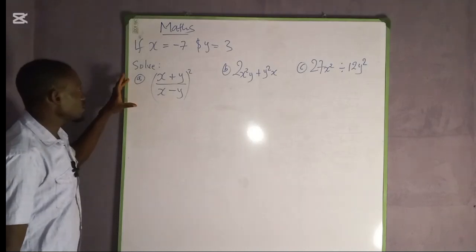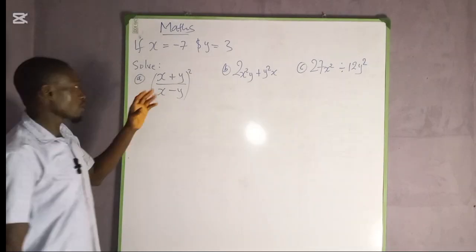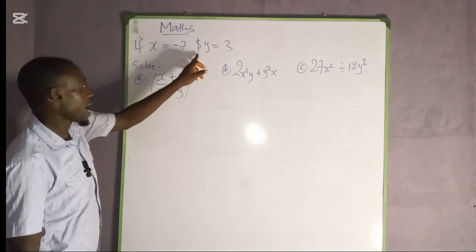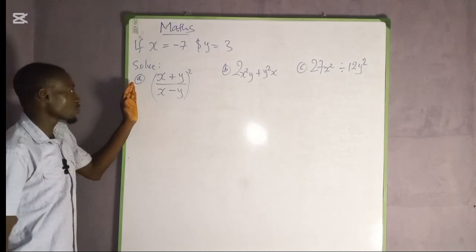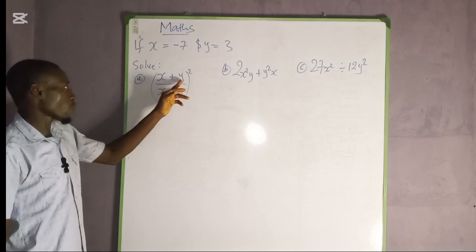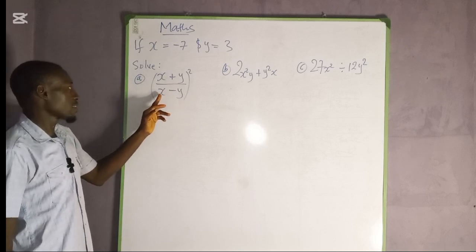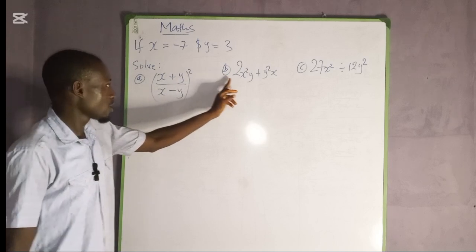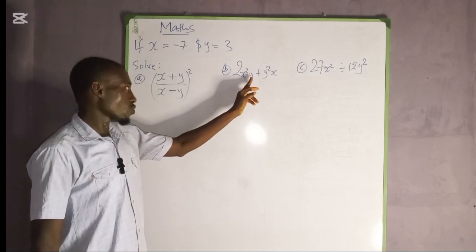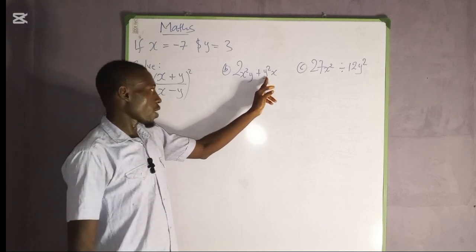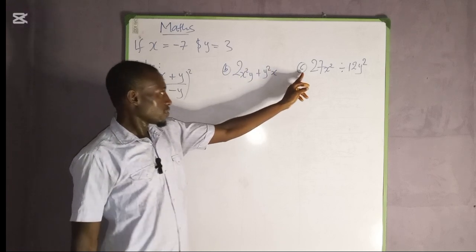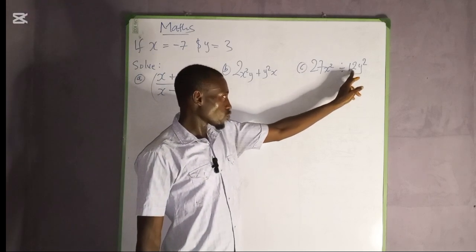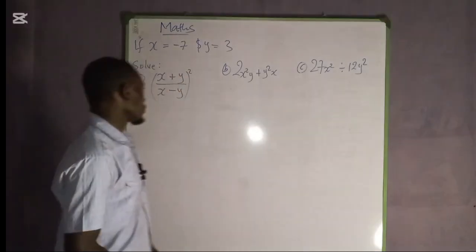All right, so this is what we have for today, and we are going to simplify this. We have a question that says if x is equal to minus 7 and y equal to minus 3, we are to solve a, x plus y divided by x minus y, all raised to power 2; b, 2x raised to power 2 y plus y raised to power 2x; c, 27x raised to power 2 divided by 12y raised to power 2. So let's start with a.